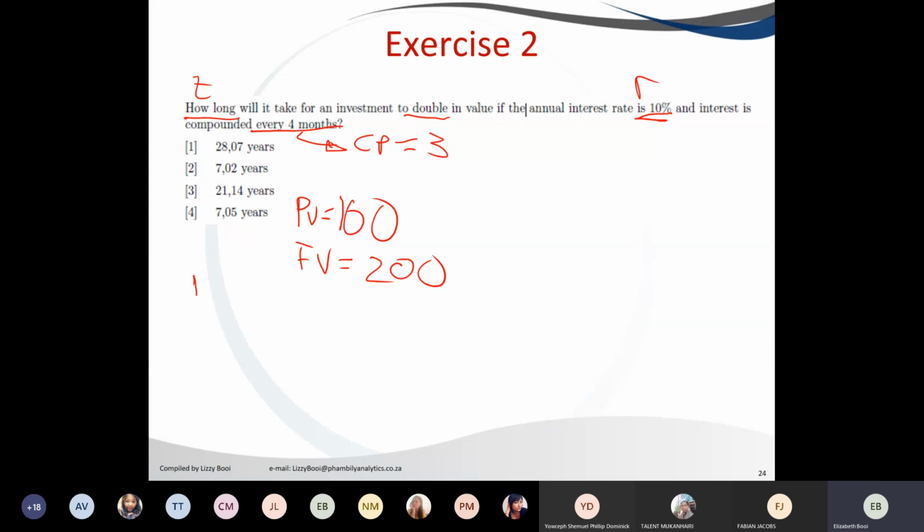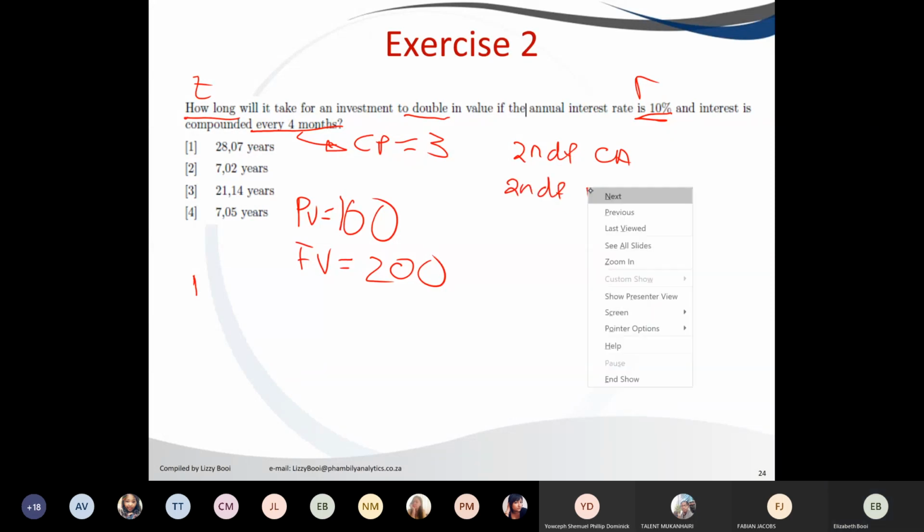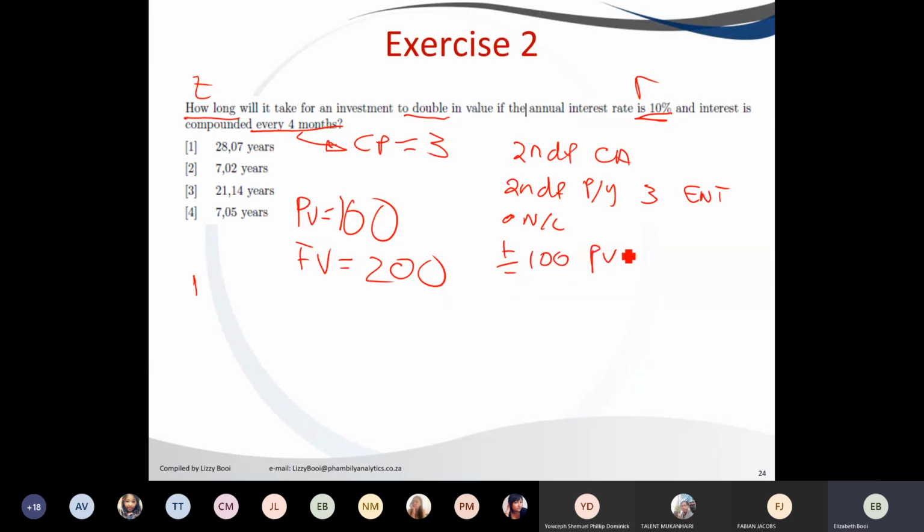Okay, so if it's compounded every 4 months, its compounding periods are equivalent to 3. And then you can do the steps. Remember, we're using the financial calculator. Second function, CA. Second function, P/Y, and this will be 3, and you press ENT. On and off your calculator, plus or minus. I chose 100. You can choose any amount you want to choose. So mine is 100. It will be my present value.